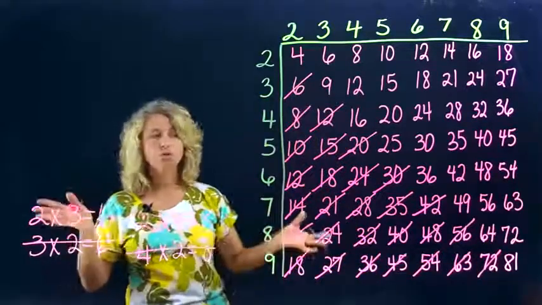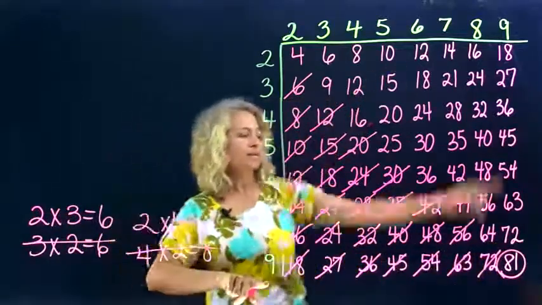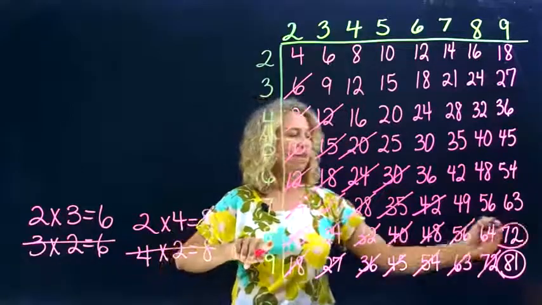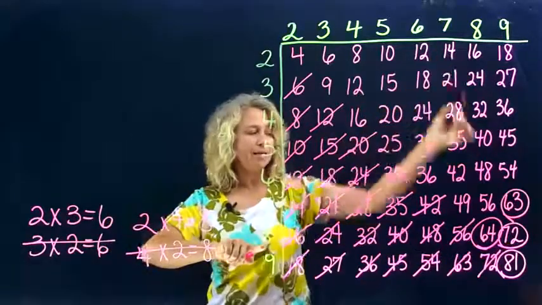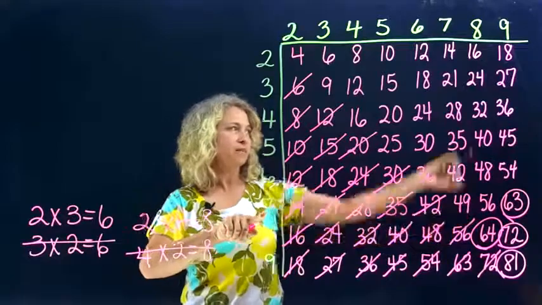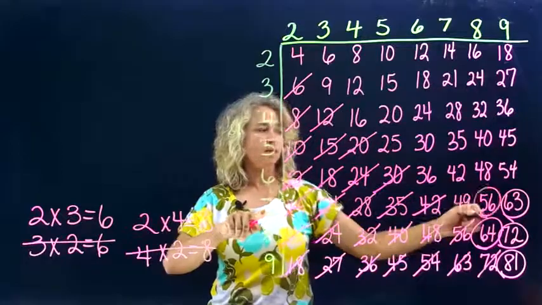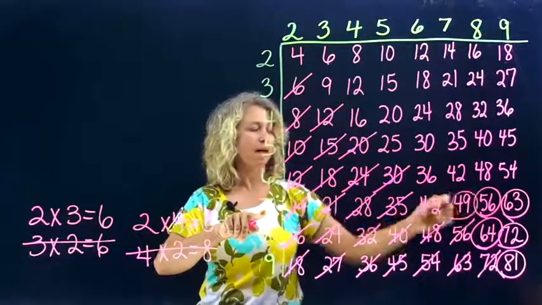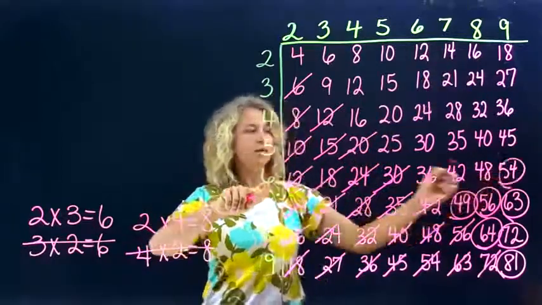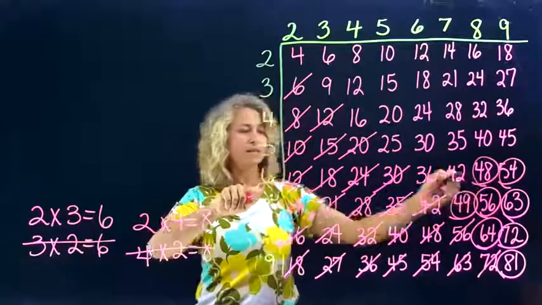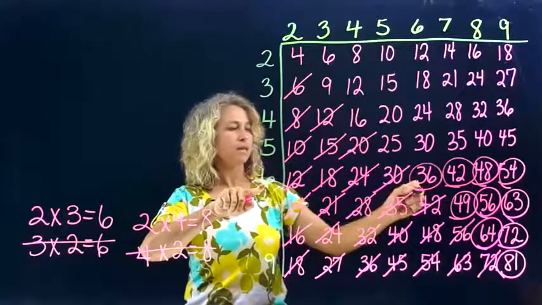Now, the cool thing about it is we need to know that 9 times 9 is 81. We'll need to know that 8 times 9 is 72. 8 times 8 is 64. 7 times 9 is 63. 7 times 8 is 56. 7 times 7 is 49. 6 times 9, 54. 6 times 8, 48. 6 times 7, 42. 6 times 6, 36.